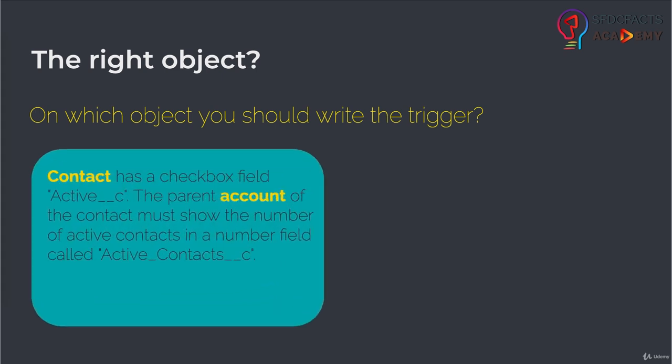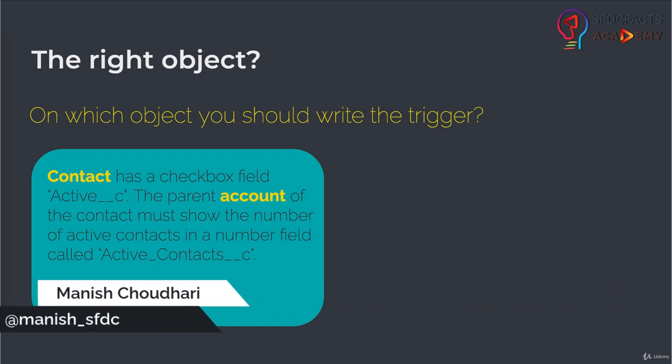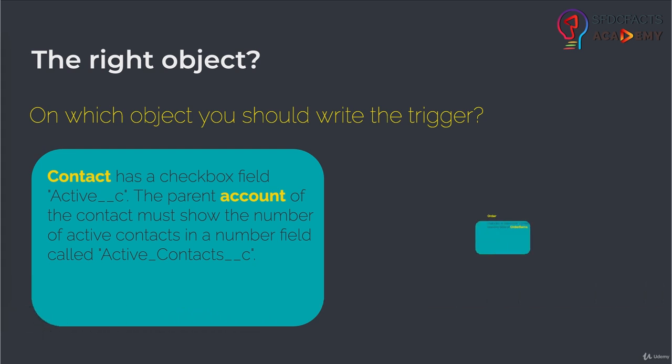The first scenario says that the contact object has a checkbox field called active__c. The parent account of the contact must show the number of active contacts in a number field called active_contact__c. Now here the active checkbox is on the contact object, but we want to update the parent account of that contact record. So on which object should we write our trigger? Let's hold for this one and discuss another scenario.